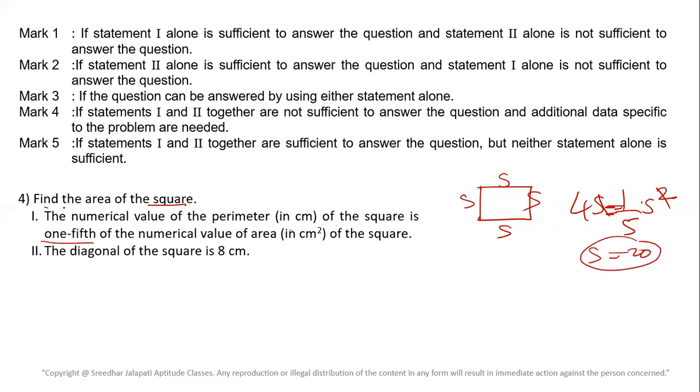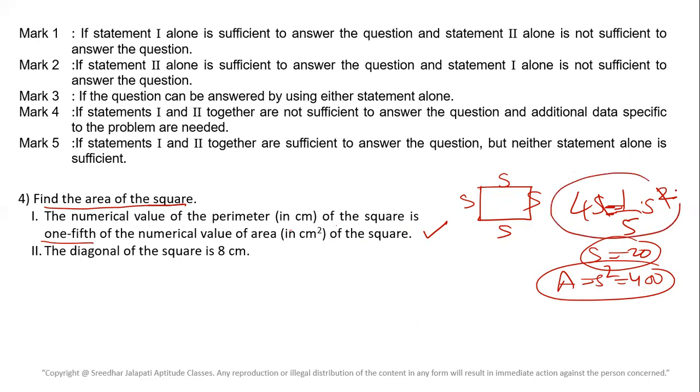Then you're asked to find the area of the square. So area is side square, which is 400. So you are able to find that from the first statement alone. From 1, we got the area, because he said the perimeter is 1/5 of the square area. From that simplification, we got the side of the square as 20. When the side is 20, the area you can find. So 1 alone is giving you the area. Similarly, let us check 2.